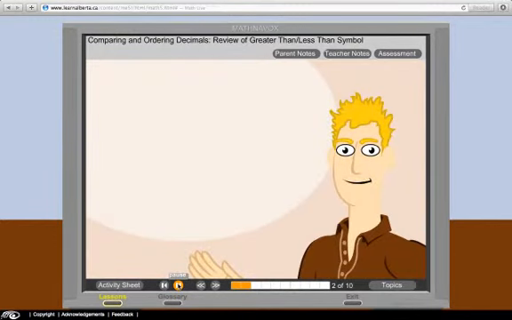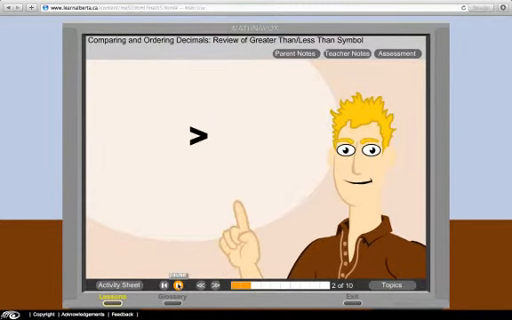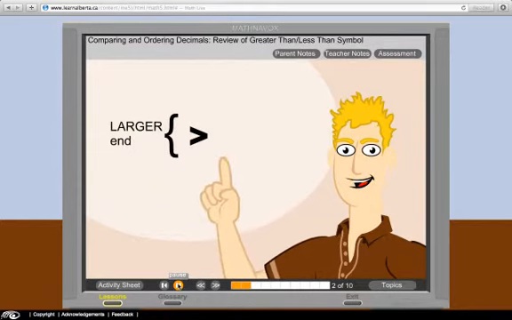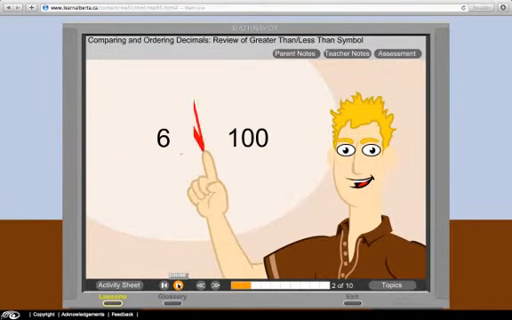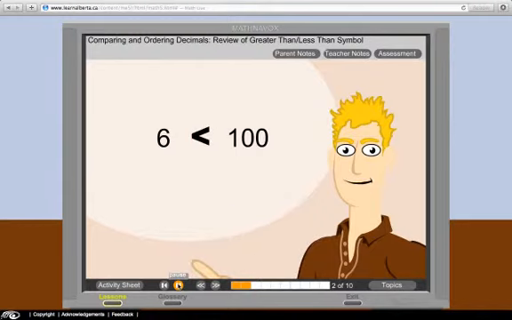Before we get going, let's review the greater than, less than symbol. We will use this symbol when we are comparing decimal numbers. The symbol has a larger end and a smaller end. When you are comparing two numbers to determine which one is greater, the larger end of the symbol faces the larger number. The smaller end of the symbol faces the smaller number. If the numbers were on the opposite sides, then the symbol would turn the opposite way, like this. The larger end of the symbol faces the larger number, and the smaller end of the symbol faces the smaller number.